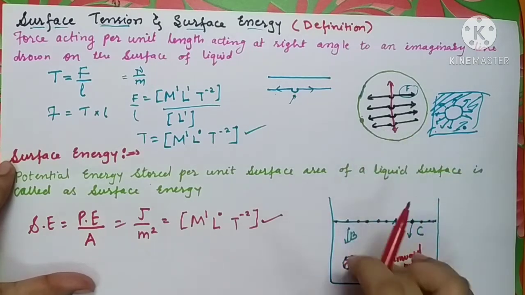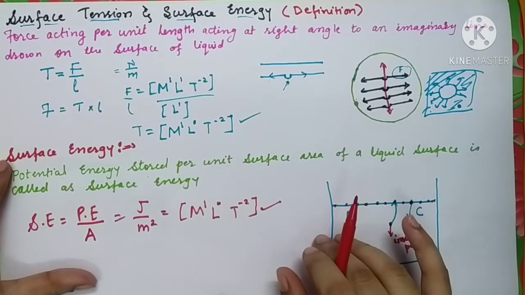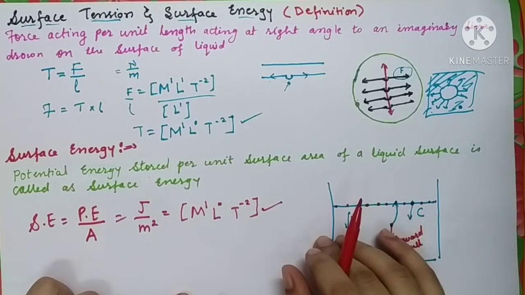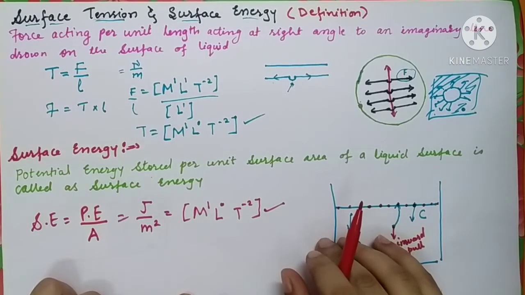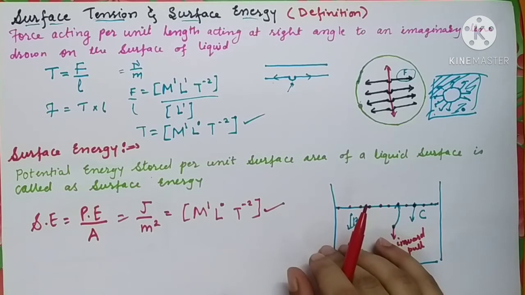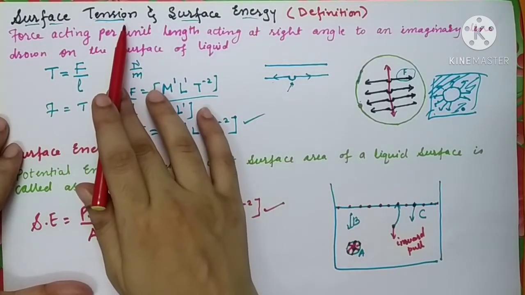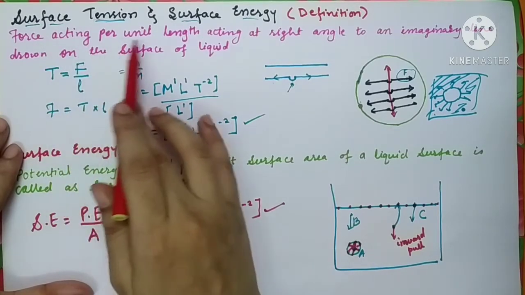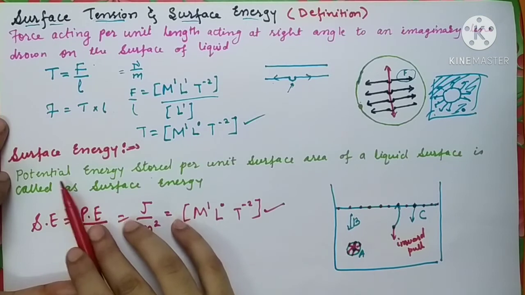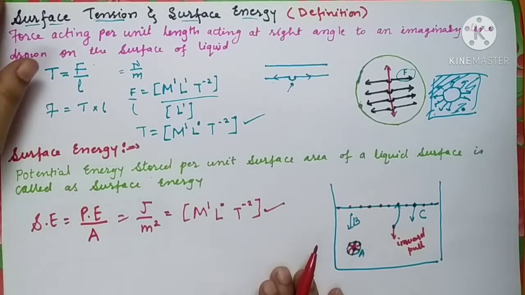Let us see what is the exact relation between surface tension and surface energy. Are they going to give rise to the same concept about the liquid surface? So let's see the relation between them. Before that, let's have a quick revision of the definitions. What is surface tension? Force acting per unit length, F upon L. And what is surface energy? It is the potential energy stored per unit surface area.